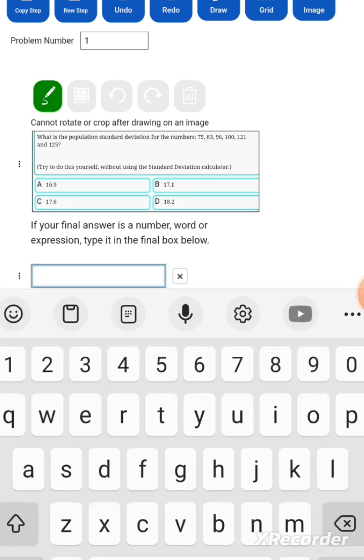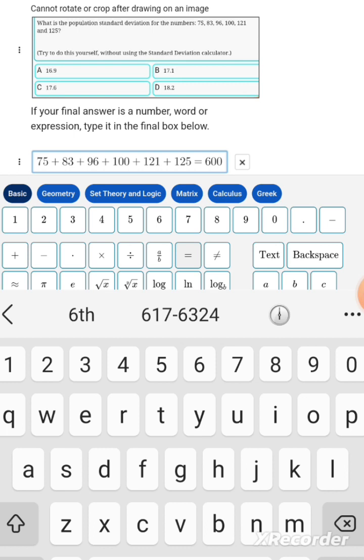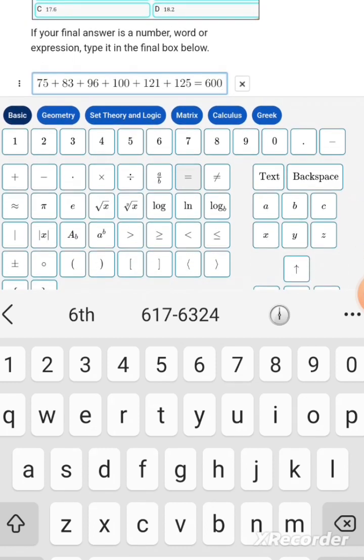What we do to start trying to find that standard deviation is finding the mean of the numbers in our data set. So we're going to say 75 plus 83 plus 96 plus 100 plus 121 plus 125 is equal to what? Well, when we add those all up, we actually get a total of 600. So that's the sum of the data values, 600.